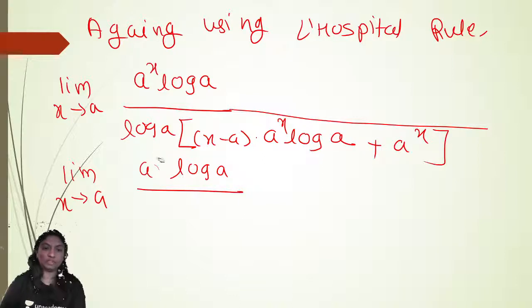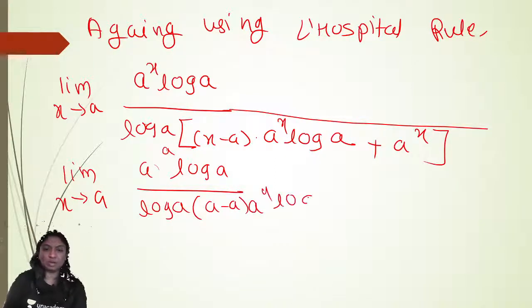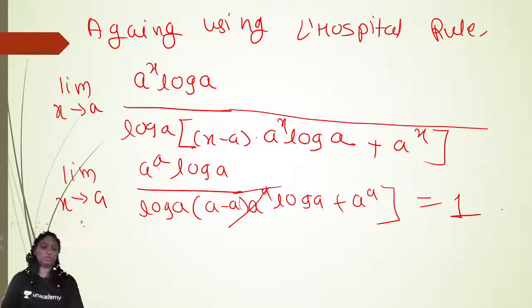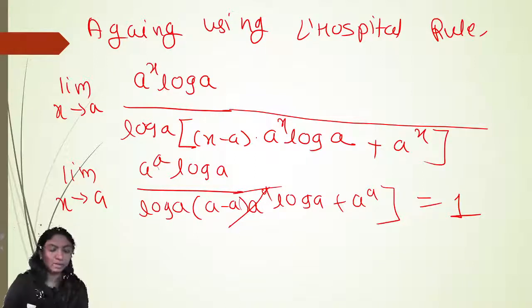So just put value of x is equal to a. So a raised to a log a upon a raised to a log a minus a into a raised to a log a plus a raised to a log a. Now this a minus a is 0, so this is 0. So a raised to a log a upon a raised to a log a is equal to 1. So value of this indeterminate form is 1. I hope you are getting it.